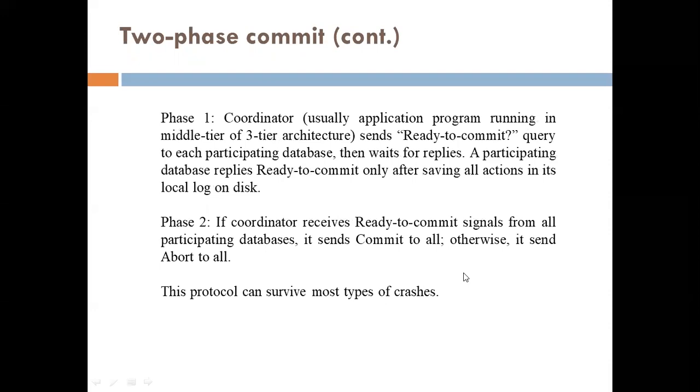So in the two-phase commit protocol, in phase one, there will be a coordinator. Usually it is the application program running in the middle tier in a three-tier architecture. So it will act as a coordinator, and it will send a ready to commit command, a query, to each participating database.